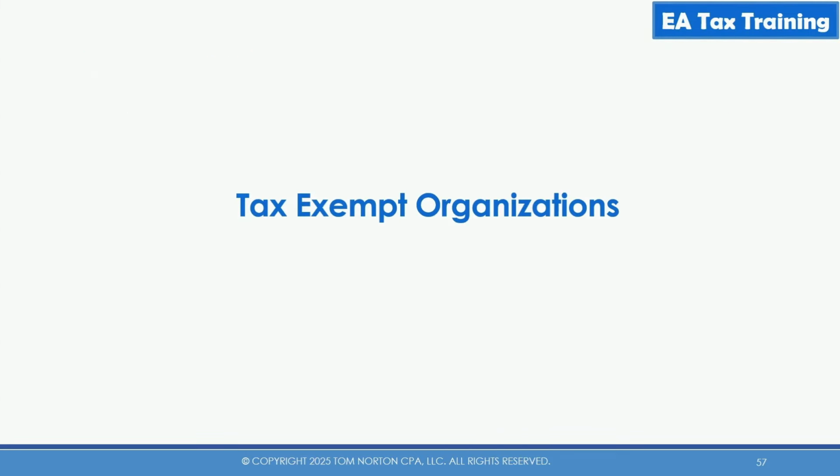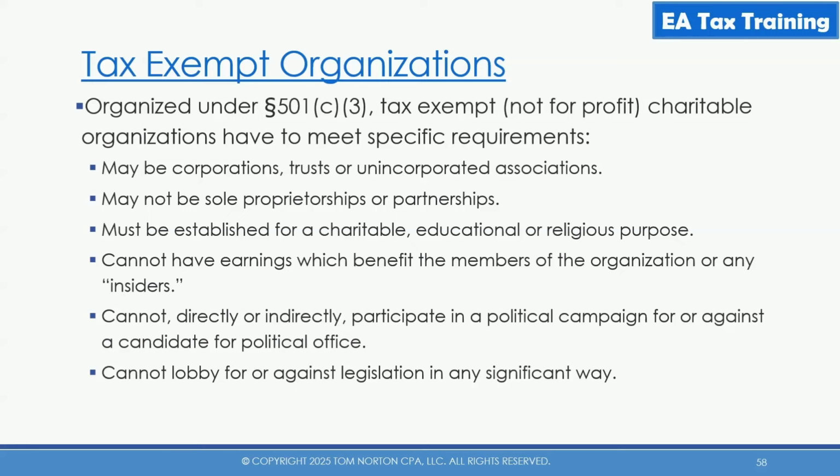And now let's turn our attention to our final specialized return for this video, tax-exempt organizations. Organized under Section 501(c)(3) of the Internal Revenue Code, tax exempt or not for profit charitable organizations do have to meet specific requirements. First of all, they may be corporations, trusts, or unincorporated associations. They may not be sole proprietorships or partnerships.